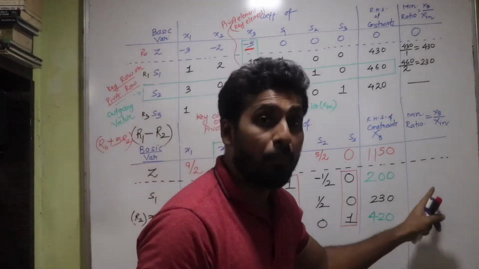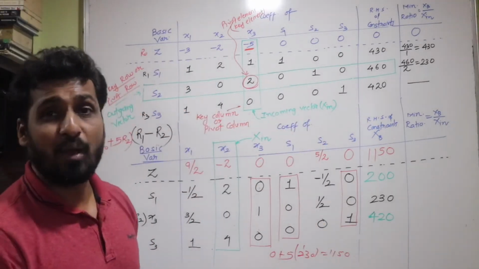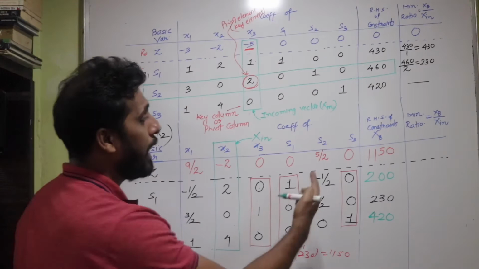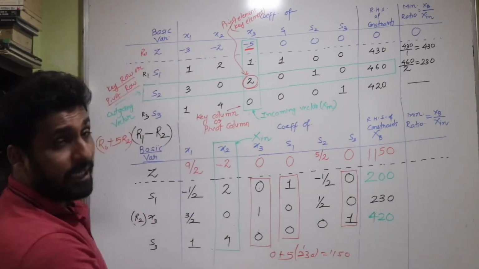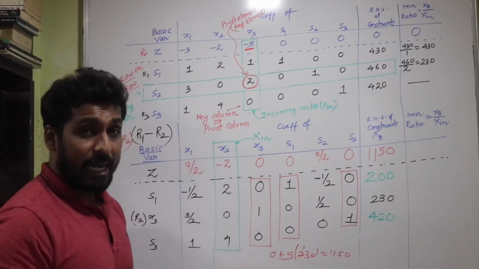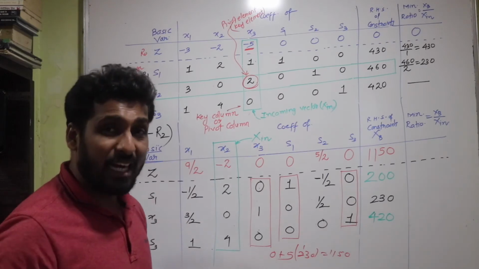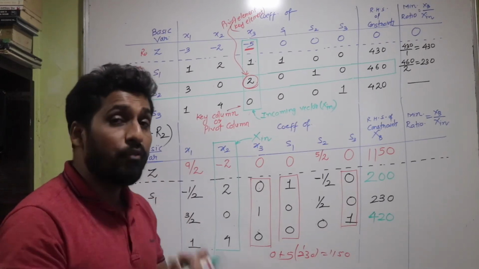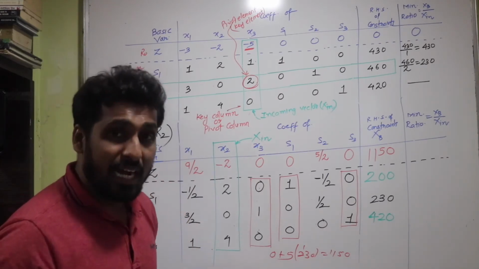Now I'm going to get the minimum ratio. So to get the minimum ratio, what do I do? I take XB, I take X in and I divide it. If you get a negative value, it will be discarded. If you get an infinity value, it will be discarded, isn't it?